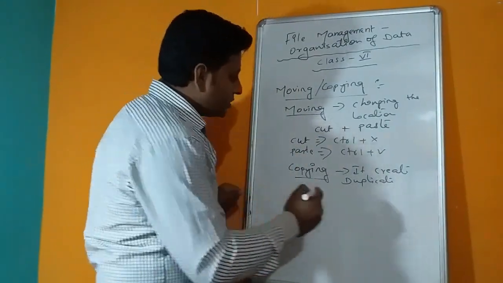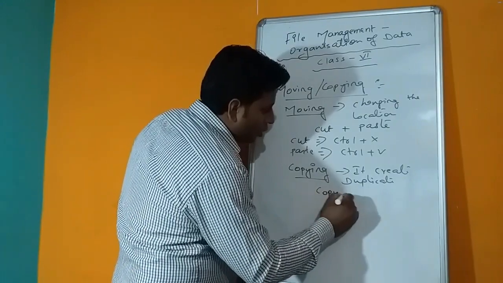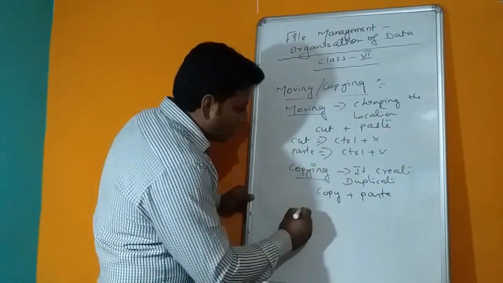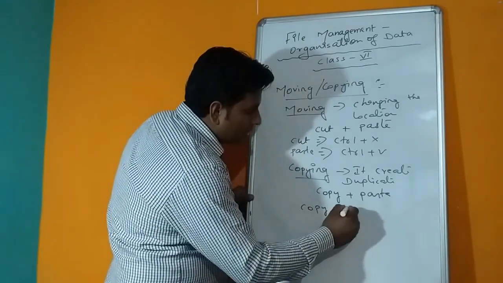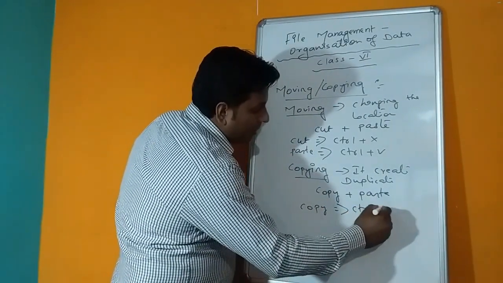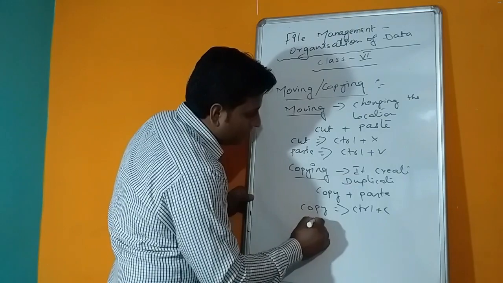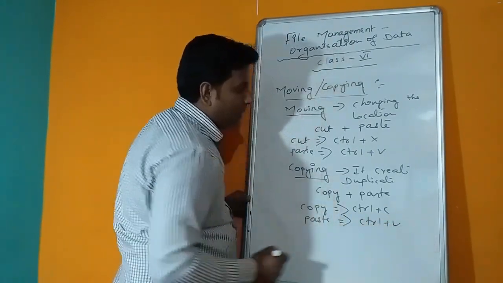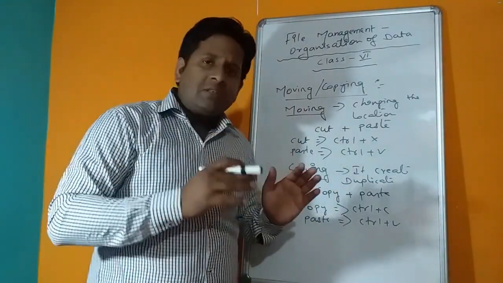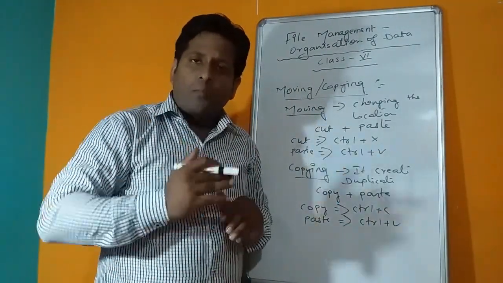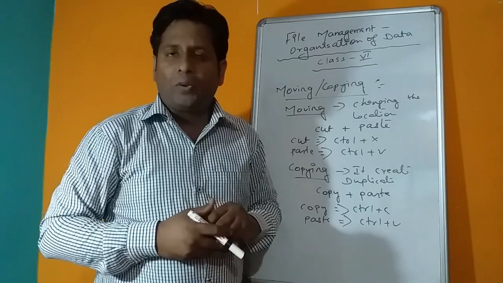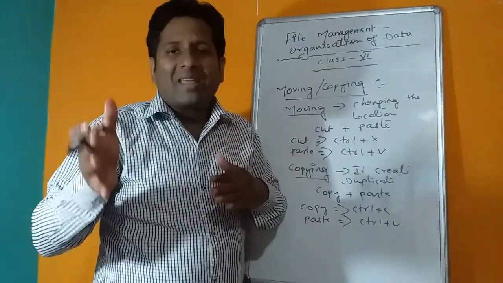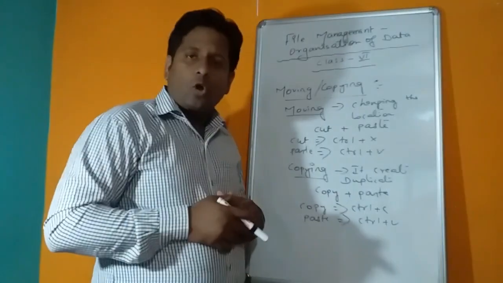In this copying feature we use copy plus paste, and the shortcut for copy is CTRL plus C, whereas for paste the shortcut is CTRL plus V. So moving means you are changing the location, and copying means you are just creating a duplicate. That means more than one file or folder can be created with the help of copying.